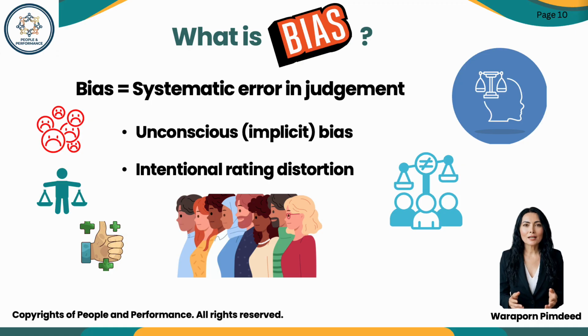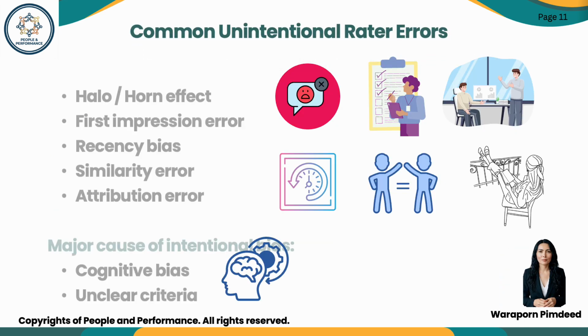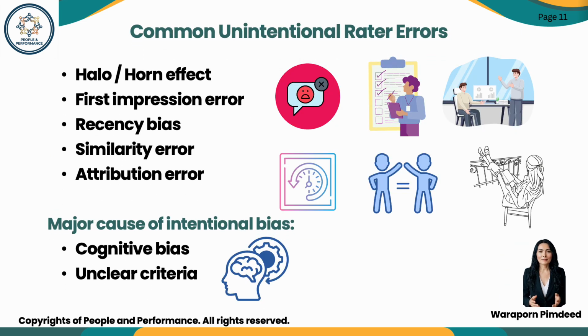Rather, bias occurs when performance ratings are influenced by factors other than actual performance. Bias can distort decisions about pay, promotion, development, and even termination. Importantly, bias is not always intentional. When we talk about rater bias, most leaders or raters don't mean to be unfair. These are unintentional errors. Unintentional rater bias is driven by human judgment.